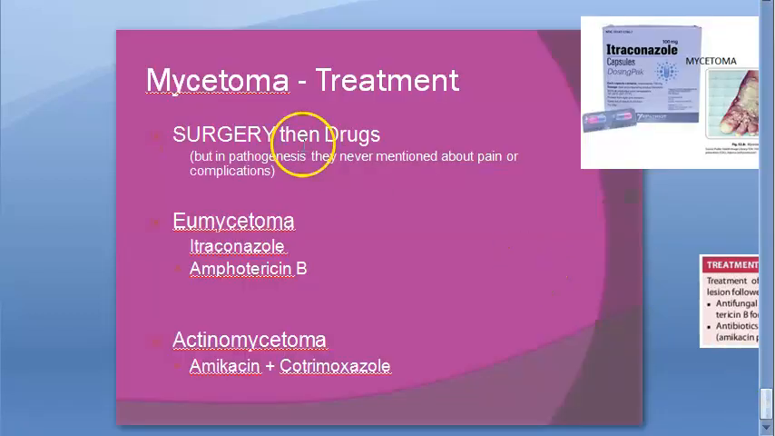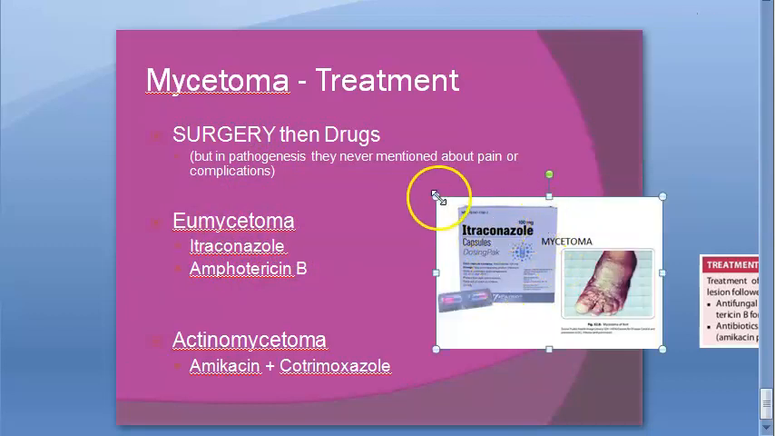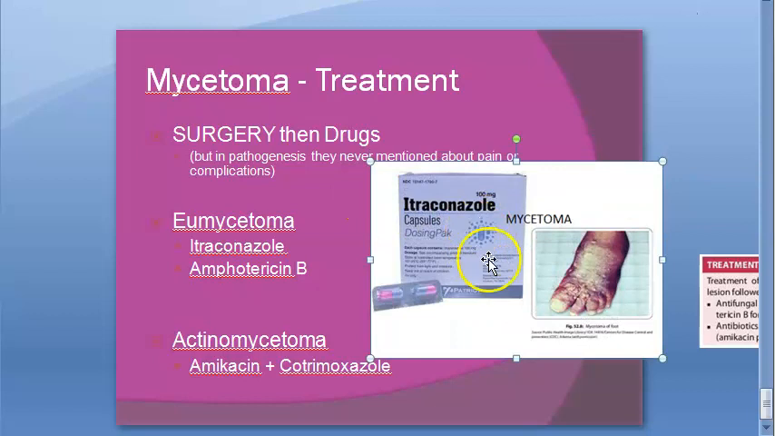Now let us go to the treatment of mycetoma. Here the textbook says that surgery is the treatment and then you should give the drugs. But in pathogenesis, we never saw any pain or any complications of mycetoma, so not sure. But they're saying the treatment is actually surgery, and following the surgery, they're going to give the drugs. What are the drugs they're going to give? Itraconazole. Guys, look at this diagram here. Itraconazole is the treatment for mycetoma, for Madura foot, and you can also give amphotericin B.